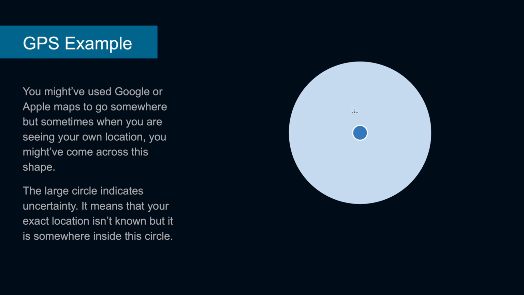For example, I can be here, or I can be just here, or I can be here. In all of these cases, this is true. As long as I am inside the circle, the GPS tells me that I am anywhere inside the circle, but I cannot be outside this circle. That's the whole reason for that bigger circle: it says that you can be anywhere inside that circle, but you cannot be outside of it.